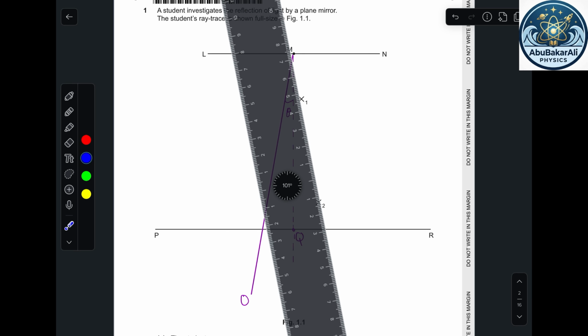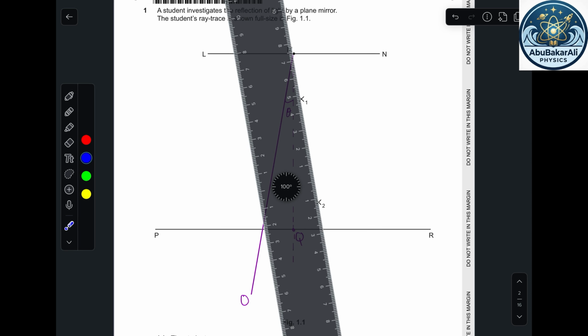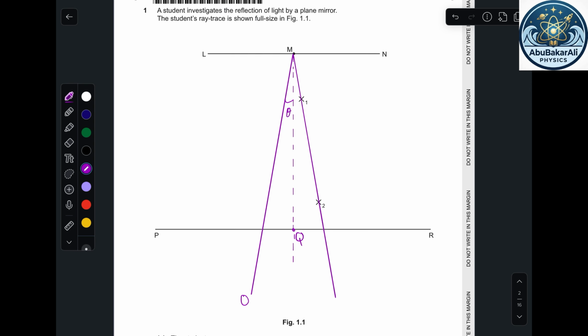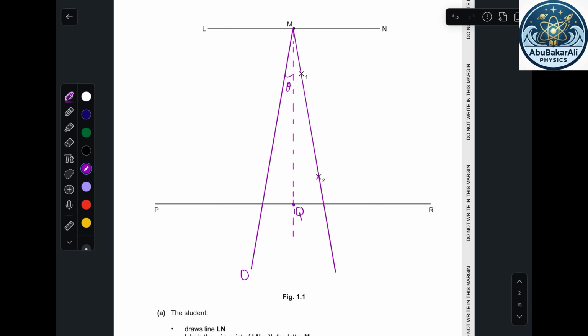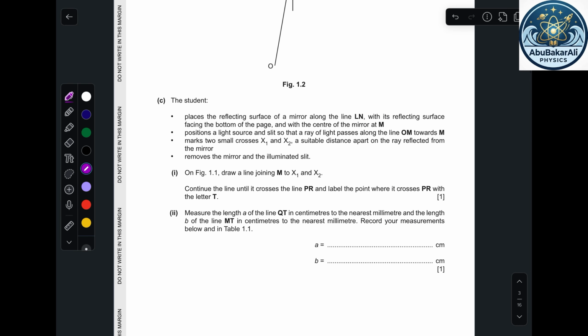So I will try to make a line that will cross these two crosses, X1 and X2, and it should pass through M as accurately as possible. So it will be like this. And this point will be T.